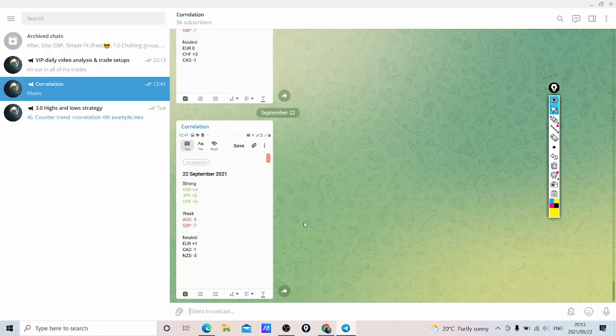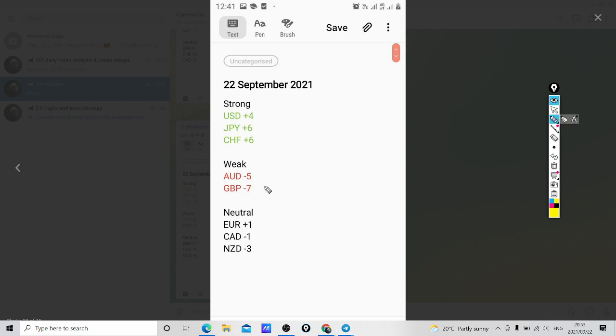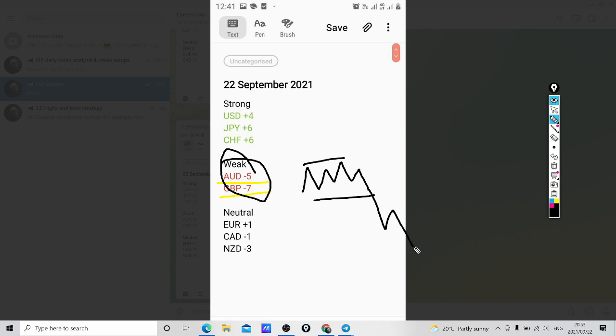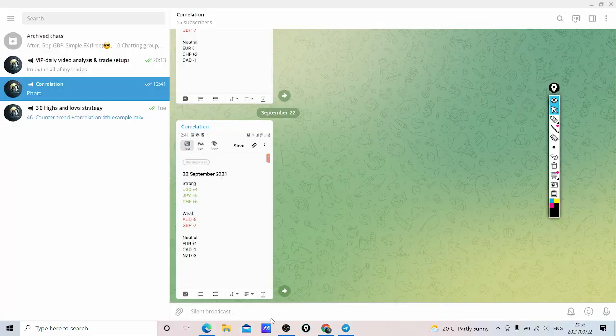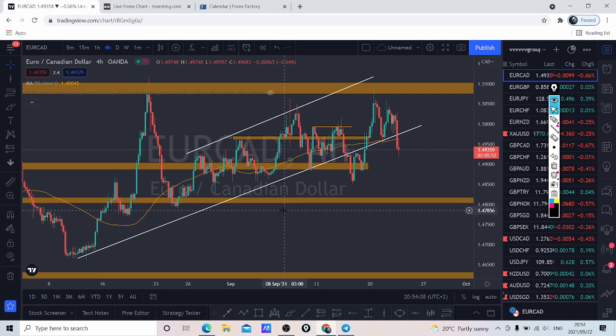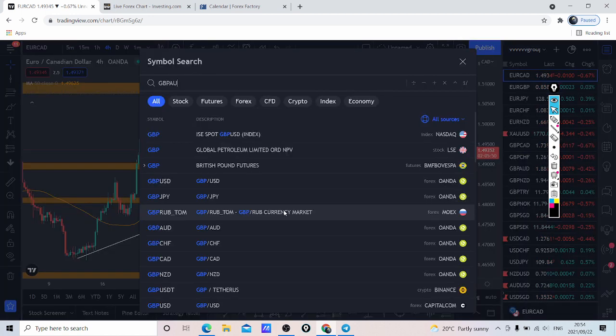And okay, let's make maybe an example of GBP versus the Australian dollar. Still, if these two currencies are weak, I'm expecting a range. We can't expect a continuation or a break. So let's go into TradingView just to see, if we pair these two, what the results are. Okay, GBP AUD.